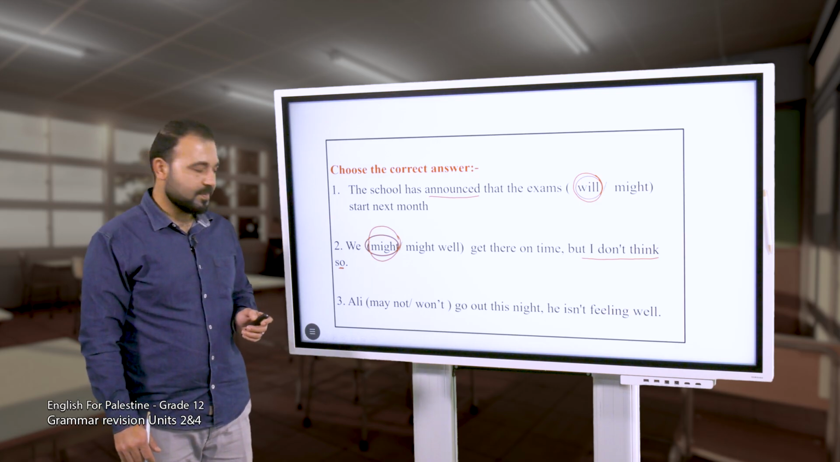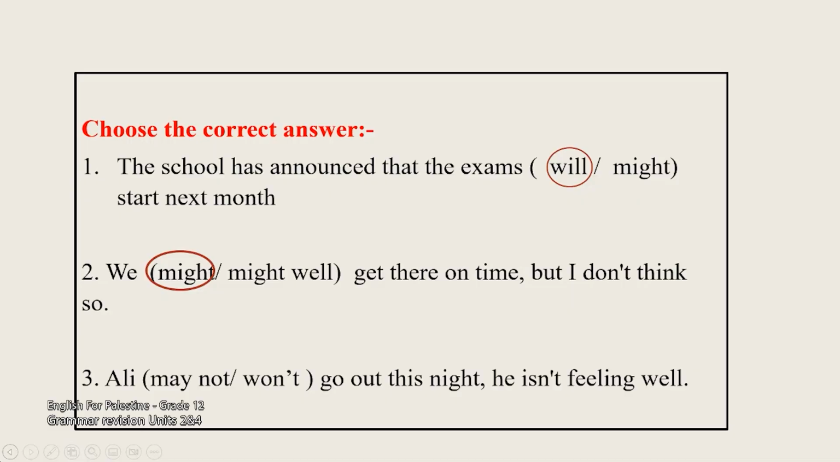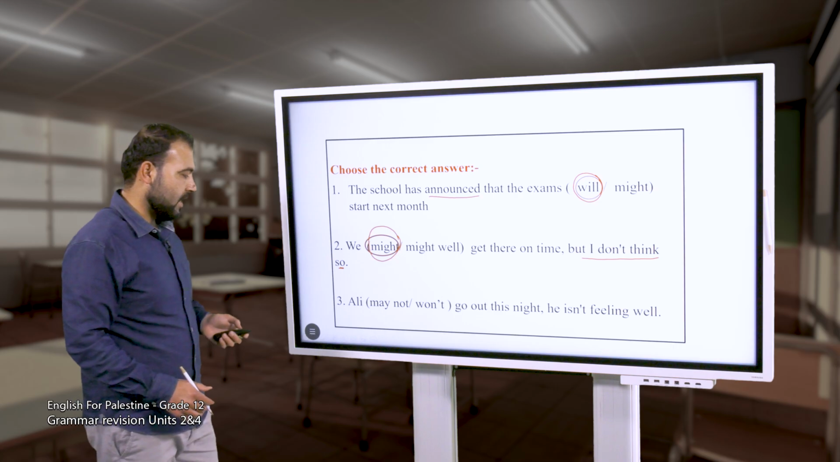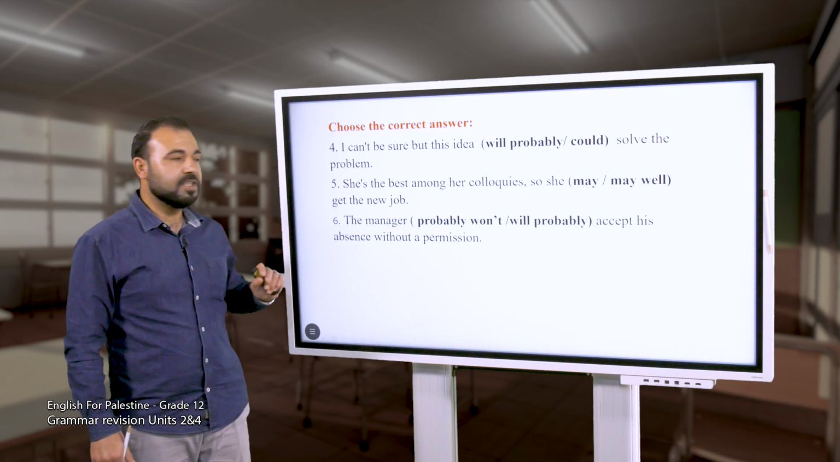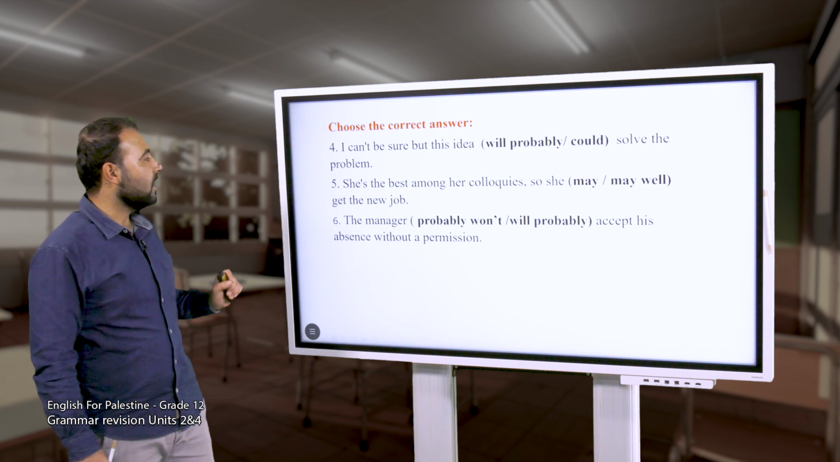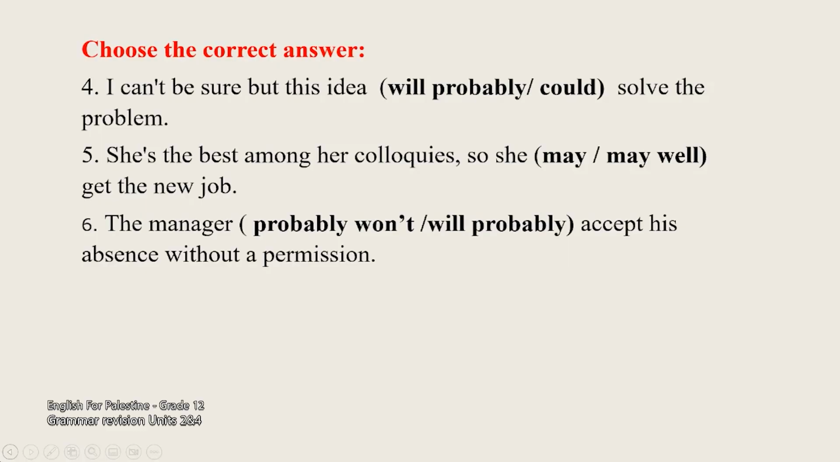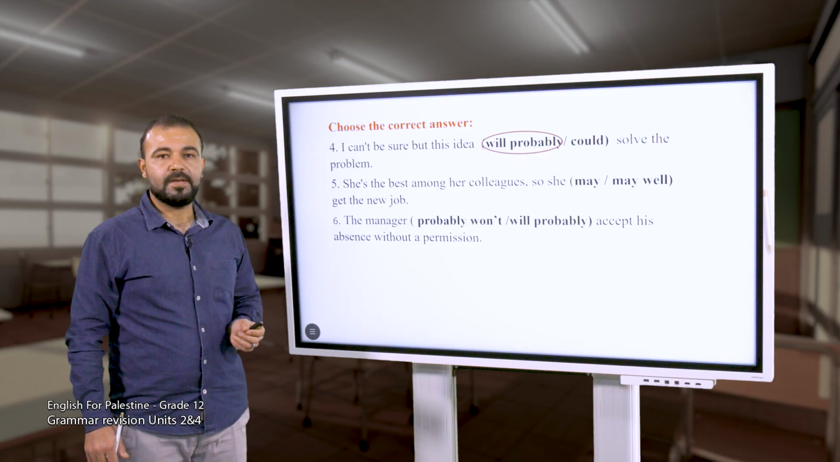Sentence number 3. Ali may not or won't go out this night. He isn't feeling well. Ali may not go out this evening. Let's continue with sentence number 4. I can't be sure, but this idea will probably or could solve the problem. Exactly, will probably. I can't be sure.